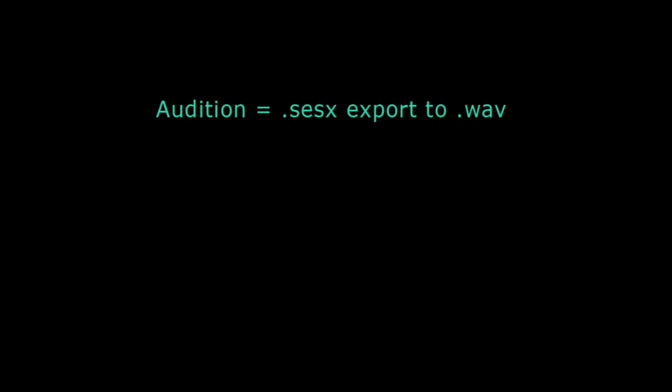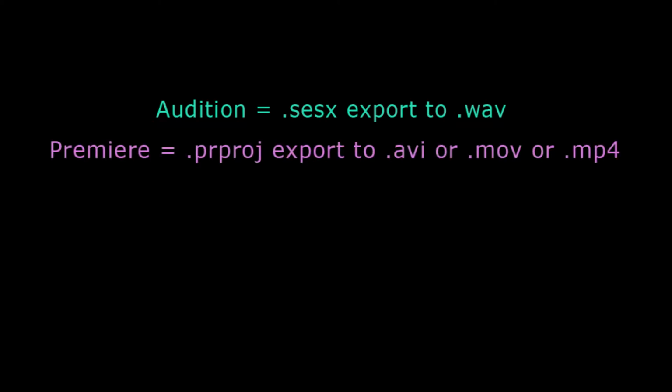Does that make sense? So in Audition, it's .sesx to a .wav, and when you're in Premiere, it's going to go .prproj to either a Mac will be .mov and a PC will be .avi.